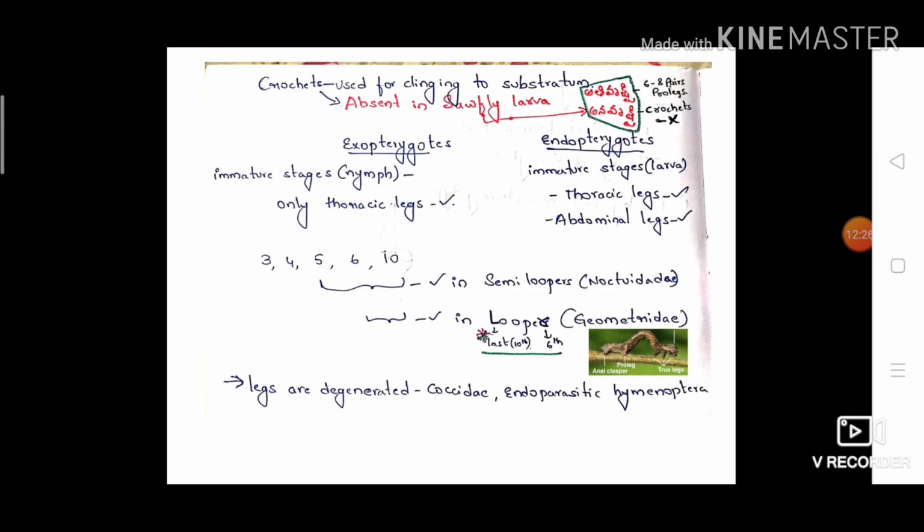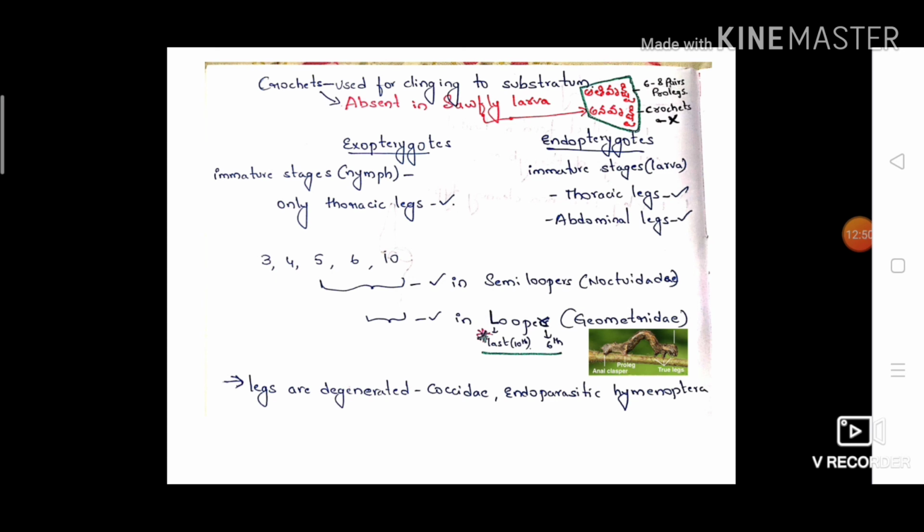These crotchets are absent in the sawfly larva. This is very important. In prolegs, of sawfly, two bits are very important. 6 to 8 pairs of prolegs are present and crotchets are absent in sawfly. In exopterygotes, only thoracic legs are present, which are also called true legs. In endopterygotes, both thoracic legs and abdominal legs are present.